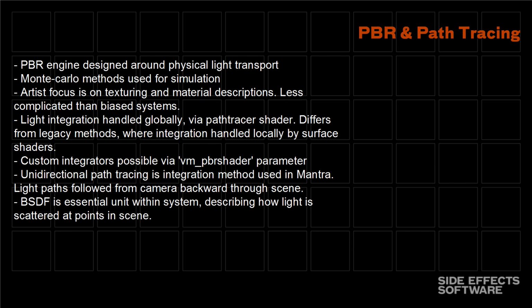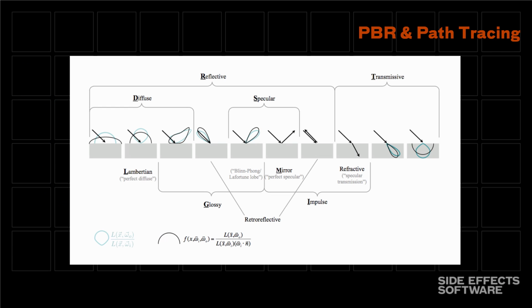So one of the main concepts within the path tracer is the BSDF, as we've mentioned. It is one of the essential units within the path tracing system, and it describes how light is scattered at points in the scene. So we'll spend a little bit of time looking at a BSDF and what it means. BSDFs essentially are statistical models. And if you look at the slide here, you can see there are different categorizations of BSDF based on their reflectance properties.